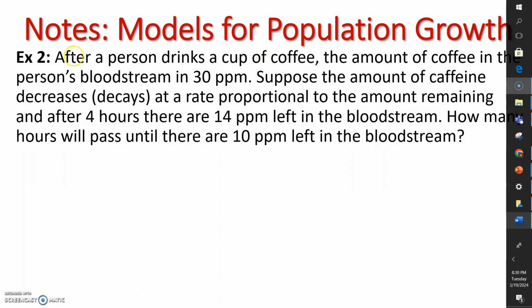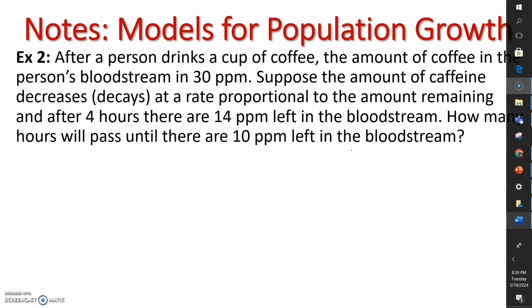All right, let's take a look at example 2. After a person drinks a cup of coffee, the amount of caffeine in the person's bloodstream is 30 ppm. Suppose the amount of caffeine decreases or decays at a rate proportional to the amount remaining. After 4 hours, there are 14 ppm left in the bloodstream. How many hours will pass until there are 10 ppm left in the bloodstream?